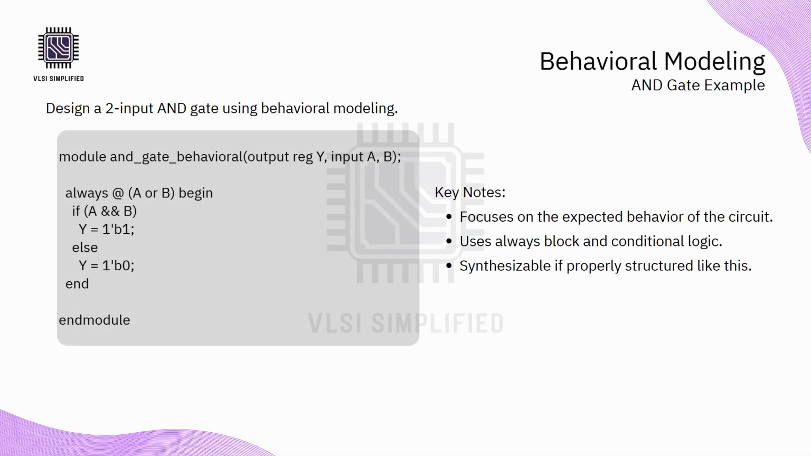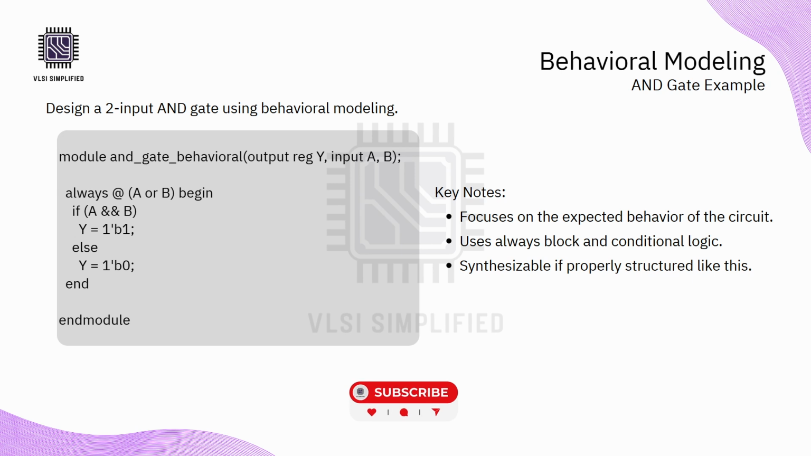Now let's see how we can describe an AND gate using behavioral modeling in Verilog. Here, instead of specifying gates or logic primitives, we are focusing on what the output should be when inputs A and B change. So we use an always block with the sensitivity list @(A or B). This means the logic inside gets evaluated whenever A or B changes. Inside the block, we use a simple if statement. If both A and B are high, Y is assigned 1, otherwise Y is 0.